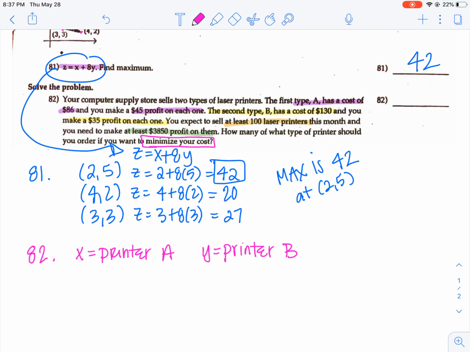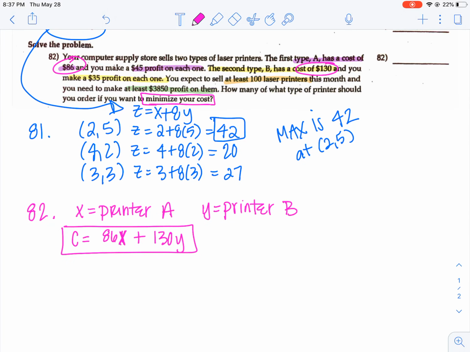Minimize cost means that your cost equation is going to be the objective equation that we plug into at the end. So our cost: printer A costs $86, so 86x, since we're using x for printer A, plus printer B costs $130, so 130y. This is the objective equation that we're going to substitute in later.